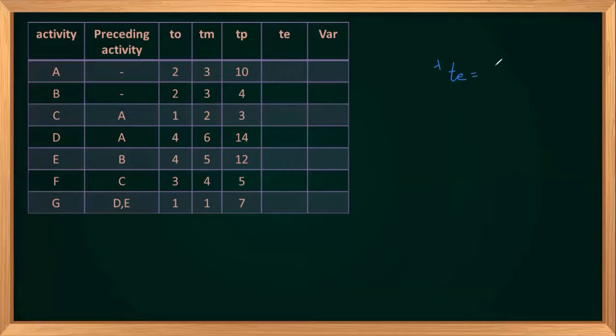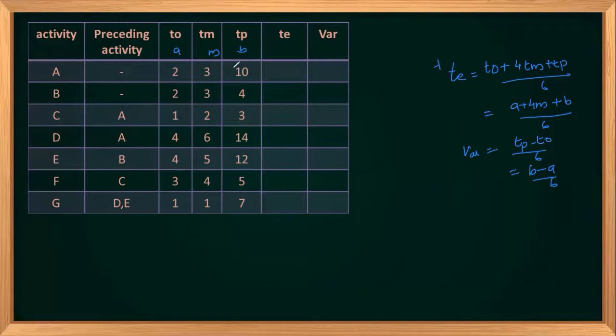TE will be equal to TO plus 4 times TM plus TP, divided by 6. For simplicity you can write this as A, this as B and this as M, then it will be A plus 4M plus B divided by 6, and our variance value will be equal to TP minus TO divided by 6, which is also B minus A divided by 6. So using this formula, we can compute. So let's compute for each activity.